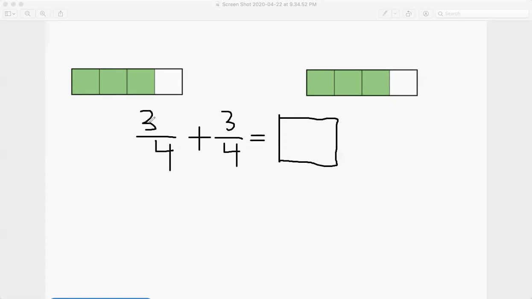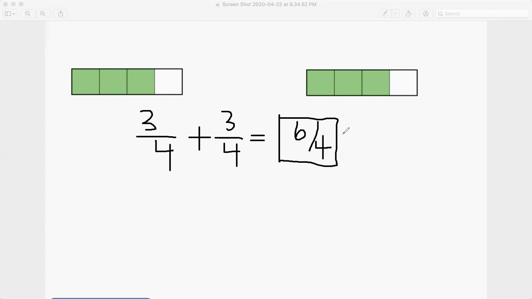So if I say what's 3/4 plus 3/4, the sum would be 6/4, because we can count them like this: 1/4, 2/4, 3/4, 4/4, 5/4, 6/4. Initially, I think that's a great idea to introduce your students to count by that fraction to really understand what they're doing, right? So some of you might say, well, that's an improper fraction, right?